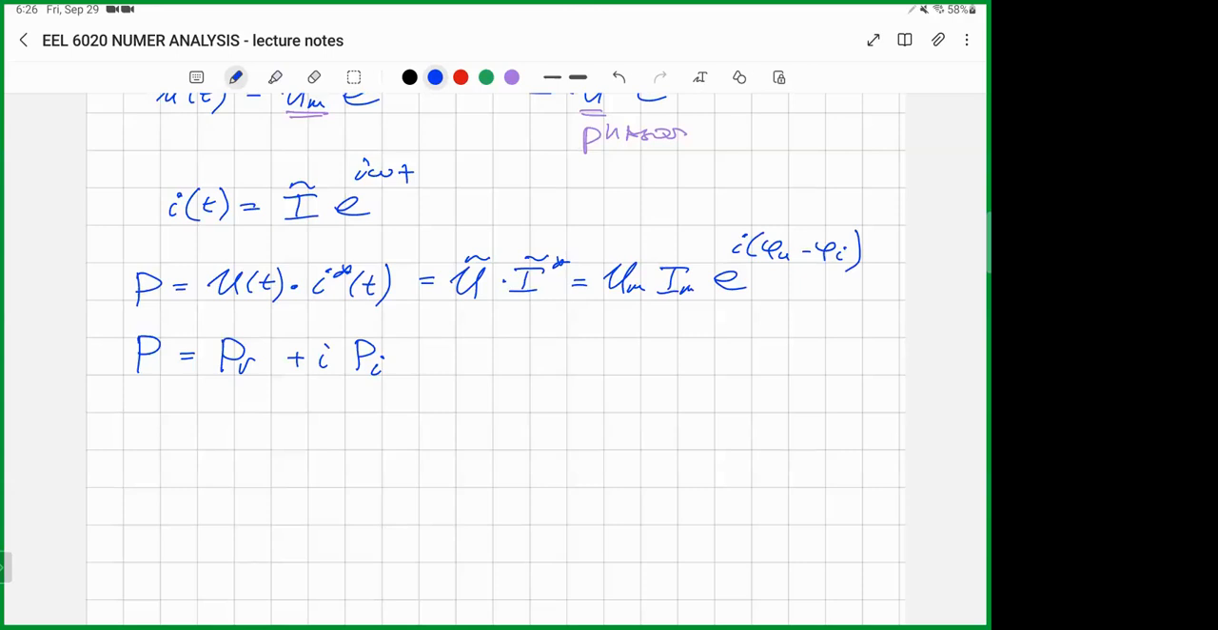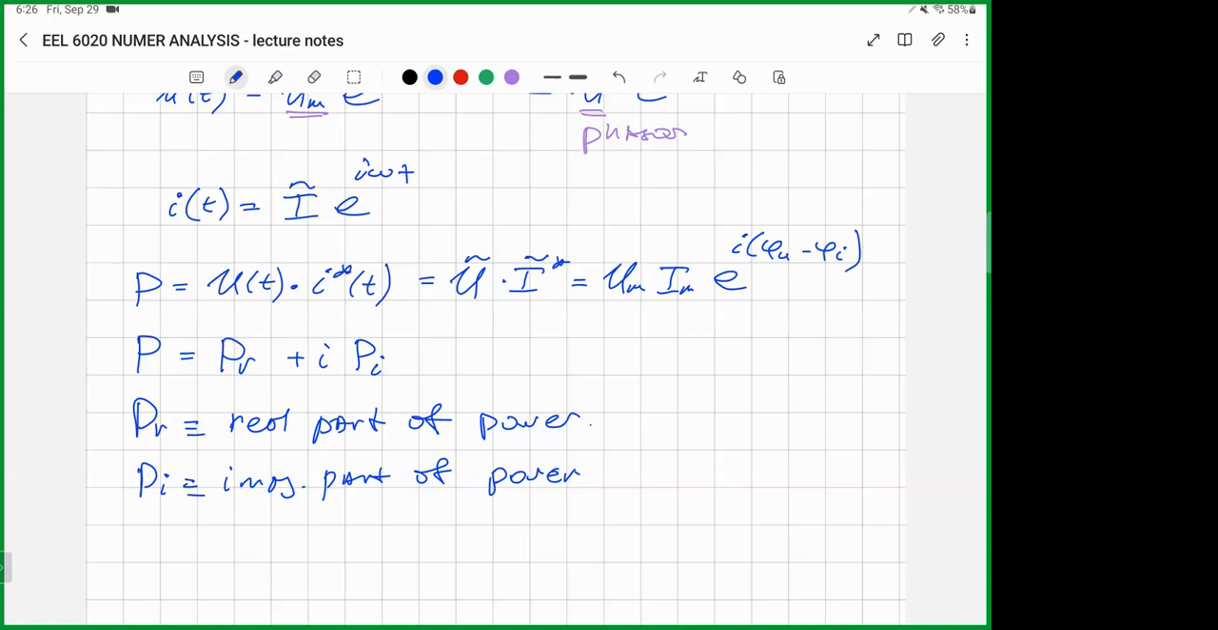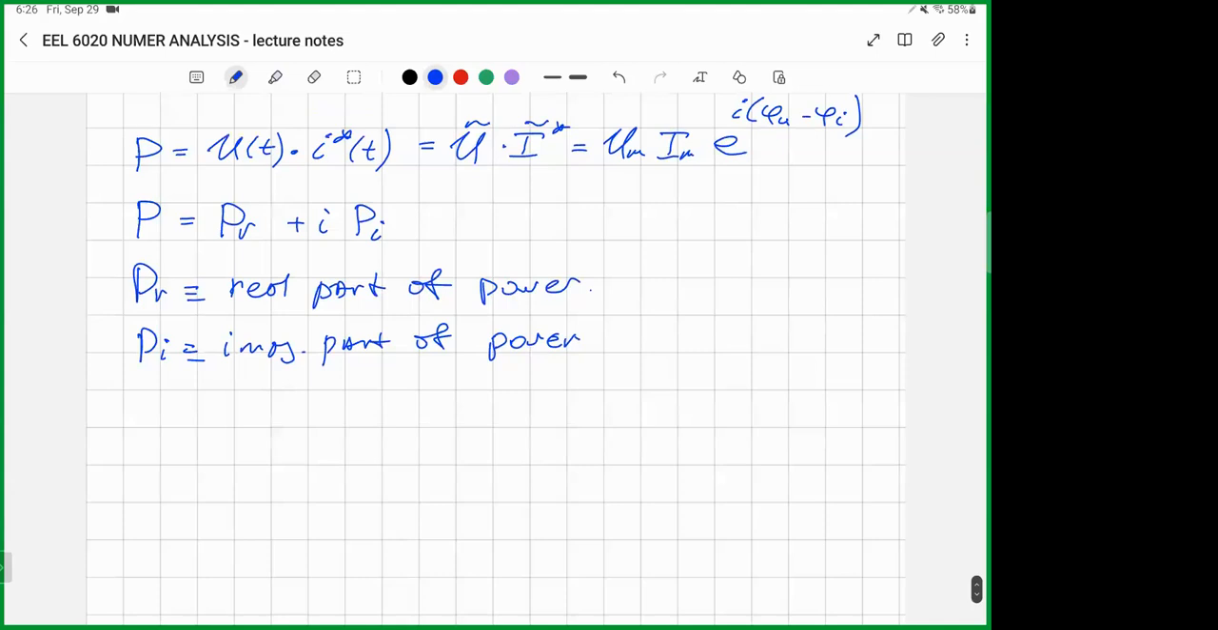P R, the real part of power. P I is the imaginary part of power. It's interesting, right? Because this is something that we are not really used to. What is the imaginary and what is the real part of the power? So to do so, let us recall Euler's formula for the exponential function, right? E to the power of i alpha is equal to cosine alpha, which is the real part of the formula, plus i sine alpha, which is the imaginary part of the formula of the complex exponential function.